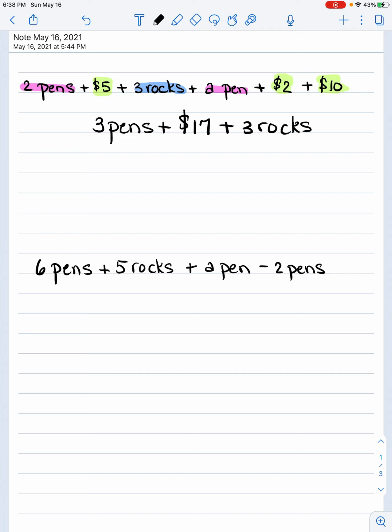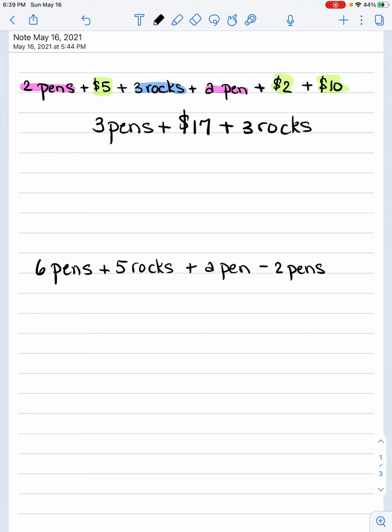Now, notice I could not combine the pens and the money. I can't say 3 plus 17 is 20, I have 20 pen dollars. Right? I can't combine $17 plus three rocks and say I have 17 rock dollars. So I can only combine the same things.